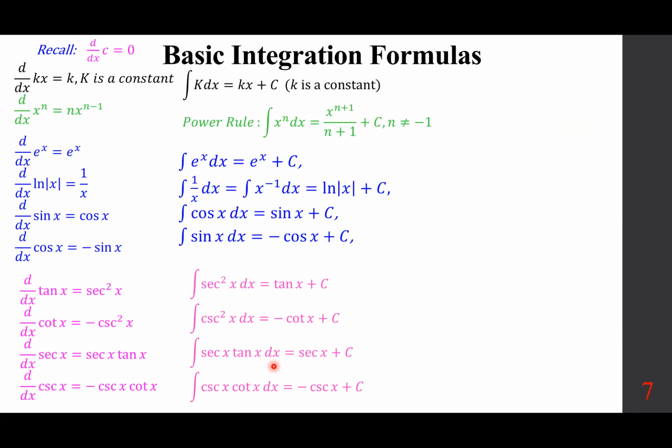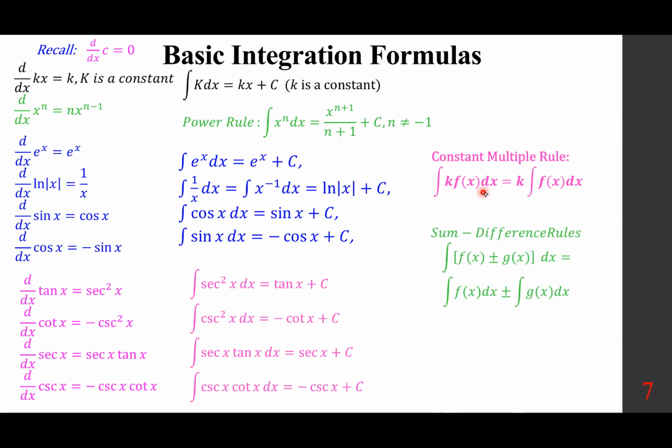There are a couple more interesting formulas. One of them, a constant multiple. We did the same thing in the case of differentiation. If we have a function multiplied by a number, whether we differentiate or integrate, this multiplier remains. So you can put it in or outside the integral sign. Sum and difference rules. Same thing with the differentiation. When you want to differentiate, you do term by term. When you want to integrate, you do term by term.